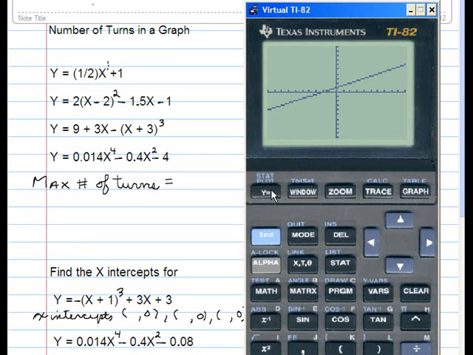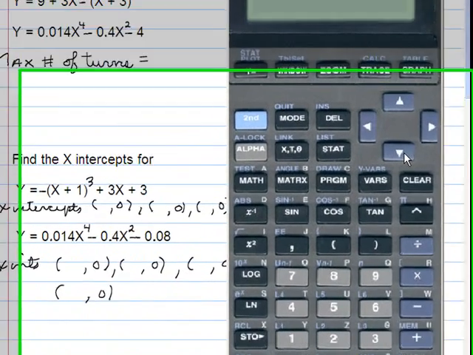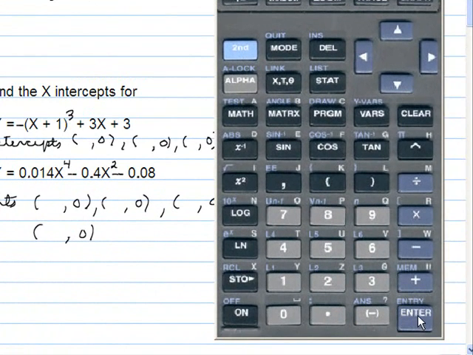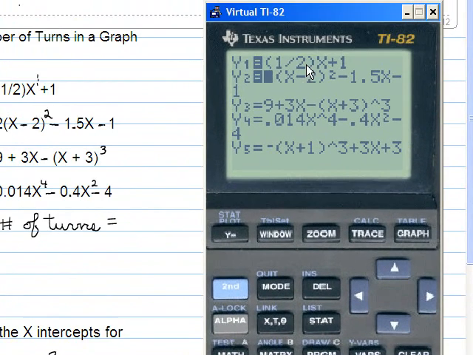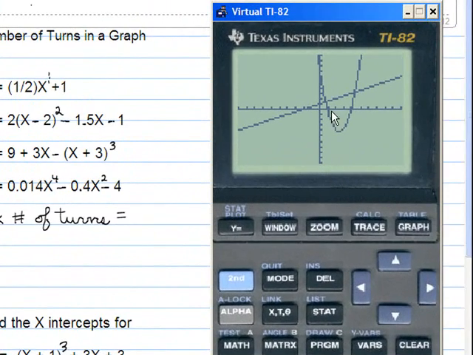Now we're going to look at a degree 2 function. To do that, I'll have to highlight the equal on degree 2, so I arrow to the left, arrow down to get onto the correct equal sign, hit enter. Now the calculator can see both of the first two functions. So the first one's degree 1, the second one's degree 2. Let's see how many times they turn. Zoom 6. A degree 1 turns 0 times, and a degree 2 turns 1 time.